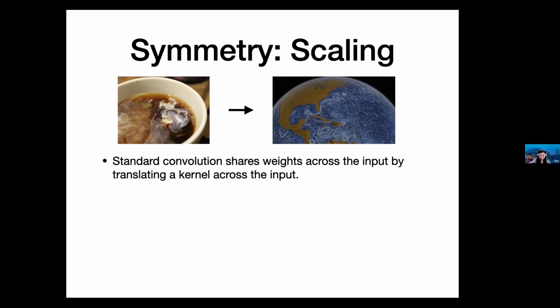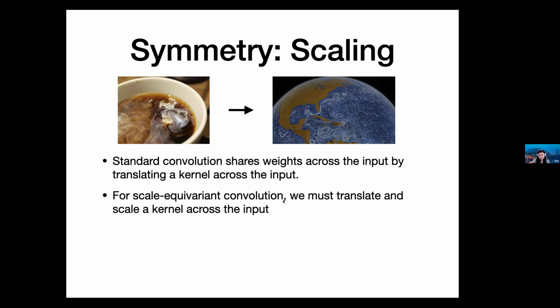Standard convolution shares weights across the input by translating a kernel across the input, as I showed in the previous slides. The weights in the translated kernel are shared across different translation groups, and therefore we have translational symmetry in the convolutional architecture. But for scale equivariance, we need to ensure that the kernel is shared not only in the translation group, but also in the scaling group, and therefore it has scale symmetry. So we must translate and scale the kernel across the input. And this is how we construct the scale equivariant kernels.